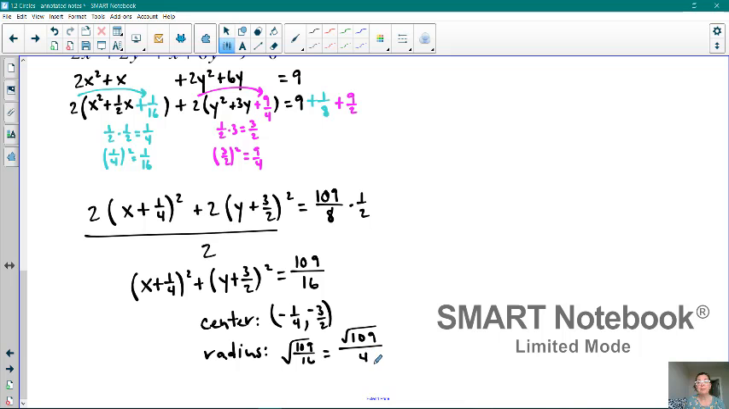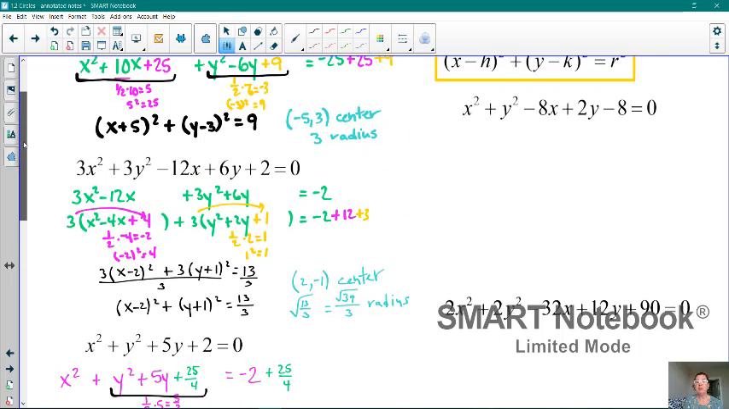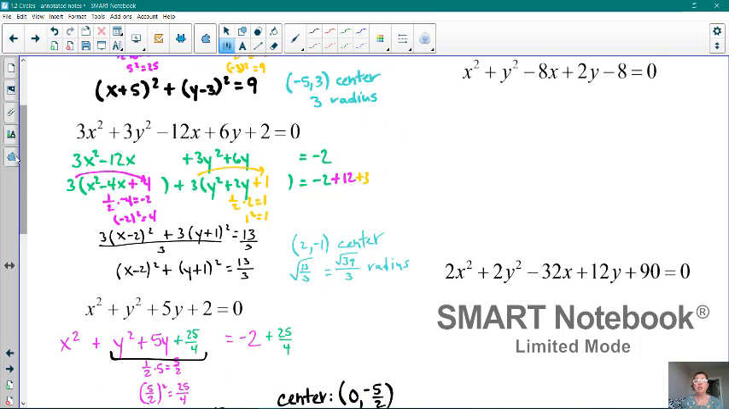When these notes are posted, I will also have completed these other 2 examples over here for you to take a look at, so I encourage you to try them on your own and then check them with the notes.